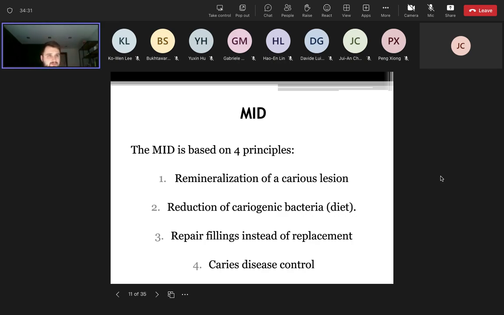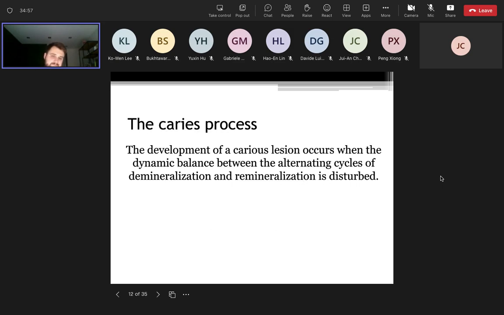No, we try to make it aesthetic, but we don't remove all the composite, because adhesive materials can be repaired. It is not like amalgam or GIC, which cannot be repaired. In adhesive dentistry, we have several options to repair fillings instead of replacing them.